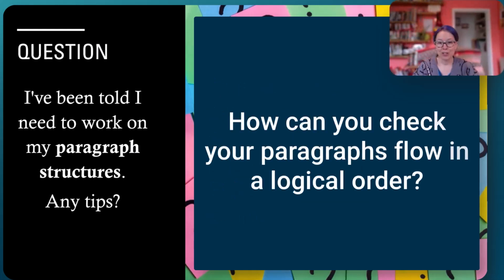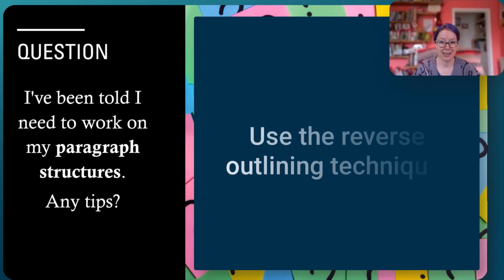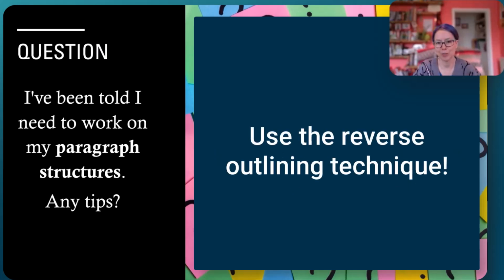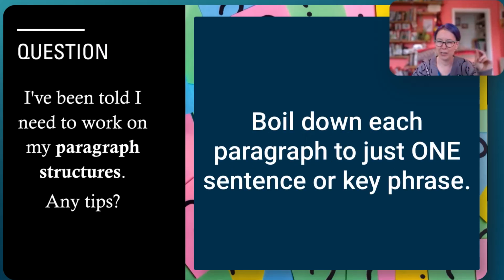One final tip for checking your paragraph structure and how your paragraph structures make sense in regards to the whole essay is to use the reverse outlining technique. We'll link to this in the video description, but the idea with a reverse outline is that once you've developed your essay, you look at each paragraph within that essay and try to boil the individual paragraphs down to just one sentence or just one phrase or idea.